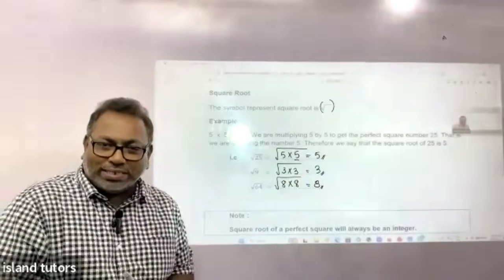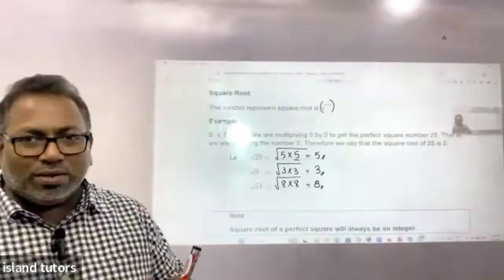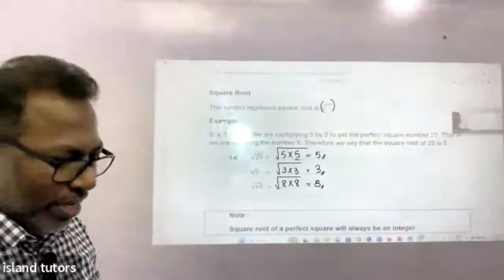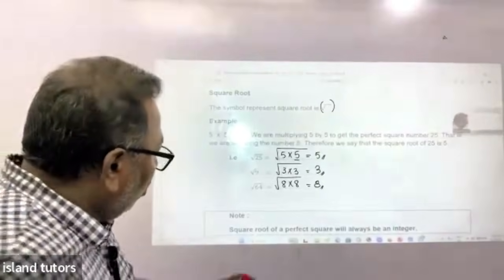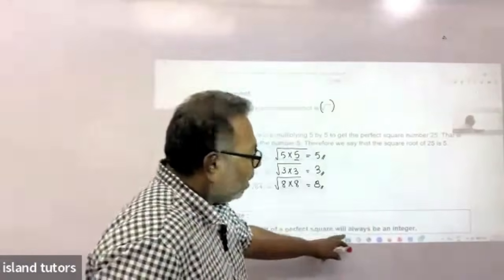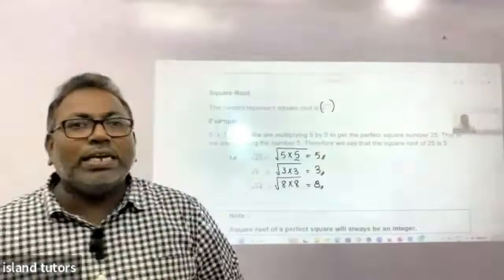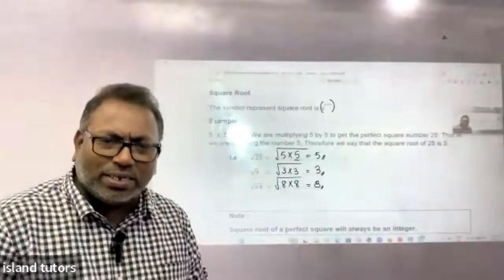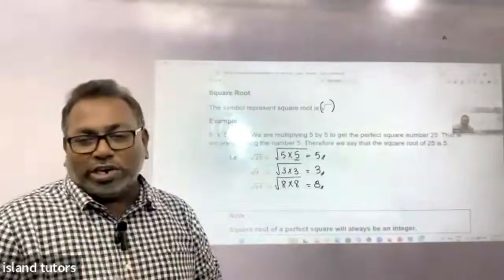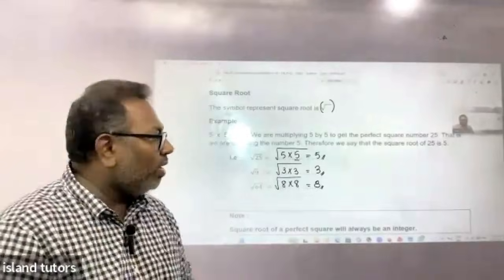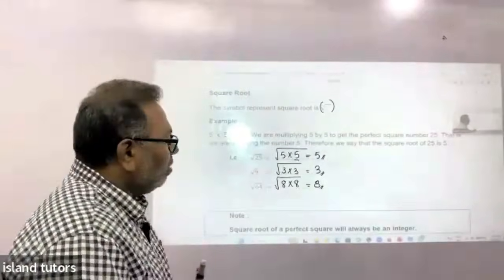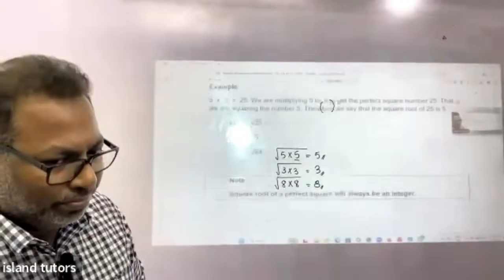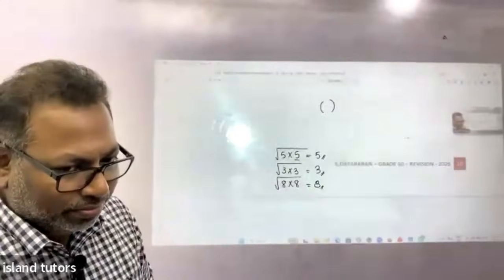Okay. Quite easy when you're finding the square root of a perfect square. So, the square root of a perfect square will always be an integer. What do we mean by integer? It's going to be a whole number. The square root of a perfect square will always be a whole number. Good. Moving on.